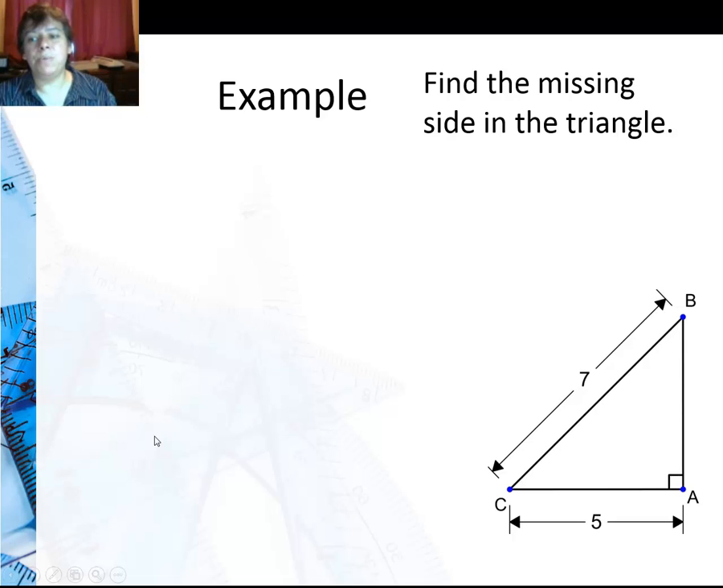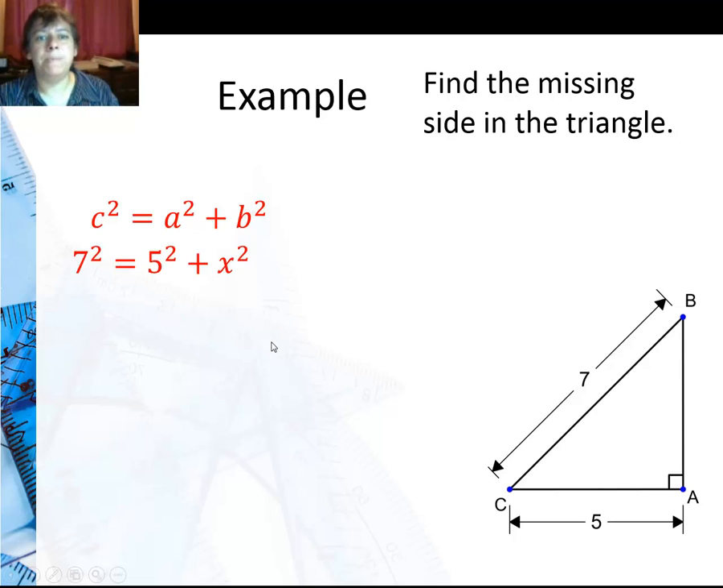In this example, I'm going to find the missing side in the triangle, and I'm going to write down the formula. C squared equals A squared plus B squared. All right, which means, remember, 7 is the long side, so it has to go in for C. 5 is one of the legs, so it can go in for A or B, your choice. And I'm going to call the other one I'm looking for X.